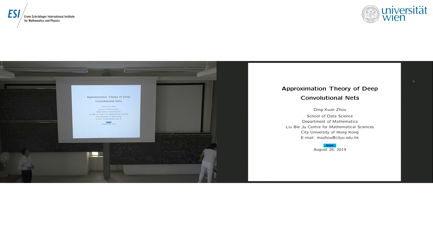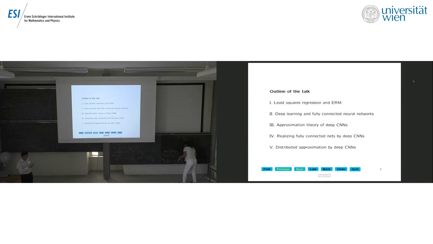So today I want to present an approximation theory of deep convolutional neural networks. It's about convolutional nets, not fully connected neural networks, which is different from the classical theory. So here is the outline of my talk.